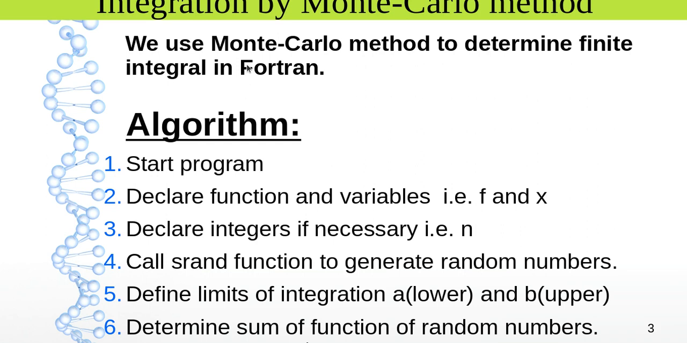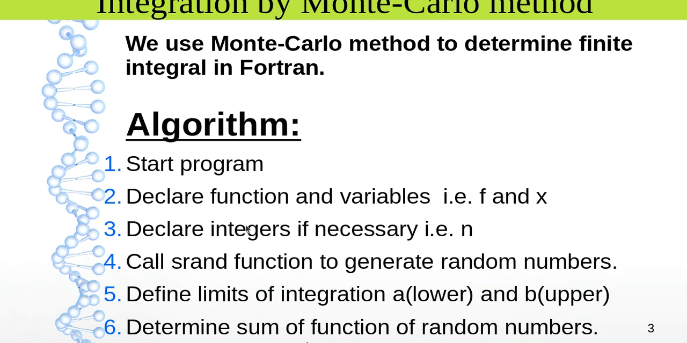The algorithm for finding the integral value using the Monte Carlo method in a Fortran program is listed as shown here. In the first step, we start the Fortran program. In Fortran we have to declare the function and variables, that is, f is the function and x will be the variable. From x we will define some other necessary variables as well. In step 3, declare integers if necessary.